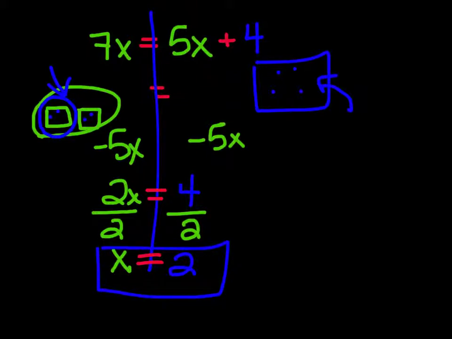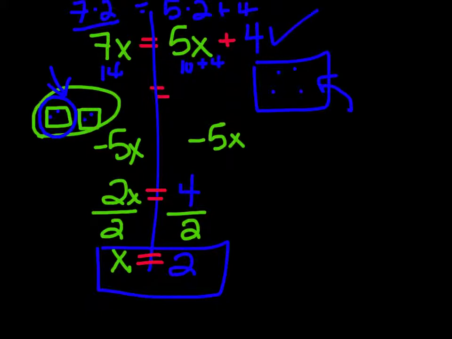Now we can check our work also. So we have 7 times 2 is equal to 5 times 2 plus 4. 7 times 2 is 14. 5 times 2 is 10 plus 4. Yeah, 10 plus 4, that equals 14. So yes, it checks out.